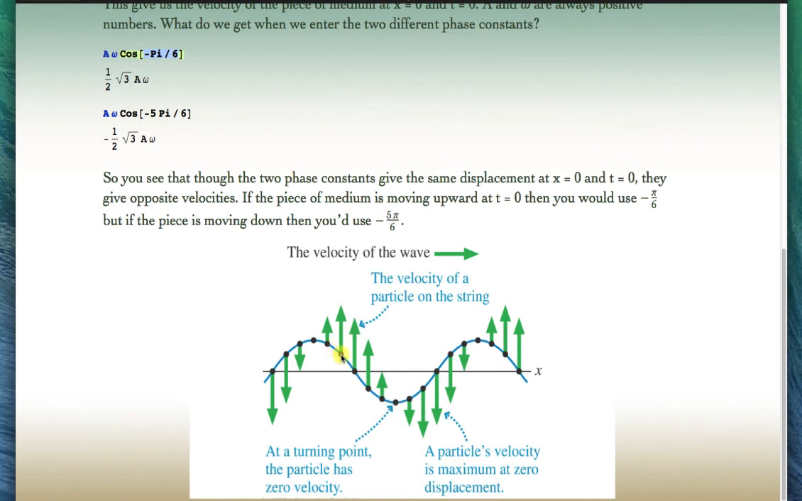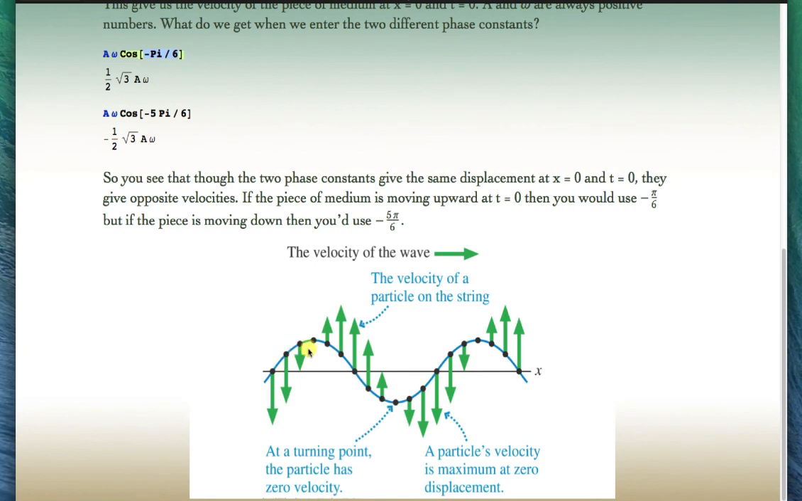In some places, the medium is moving upward with a high velocity. In other places, the medium isn't moving at all at that moment; the velocity is 0. And sometimes, this piece of medium, as time goes on, eventually is going to move downward. And eventually these other points that are moving upward are going to stop and come back down. So the velocity of the medium is very different from the velocity of the wave.